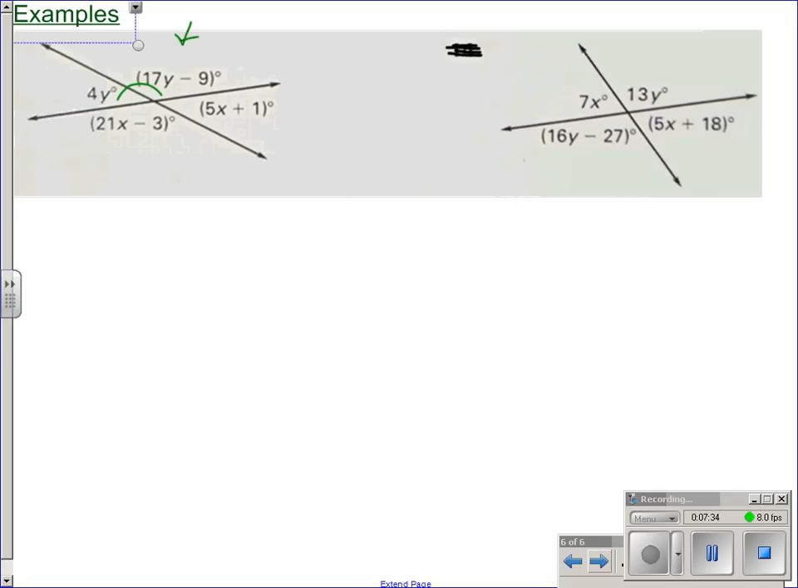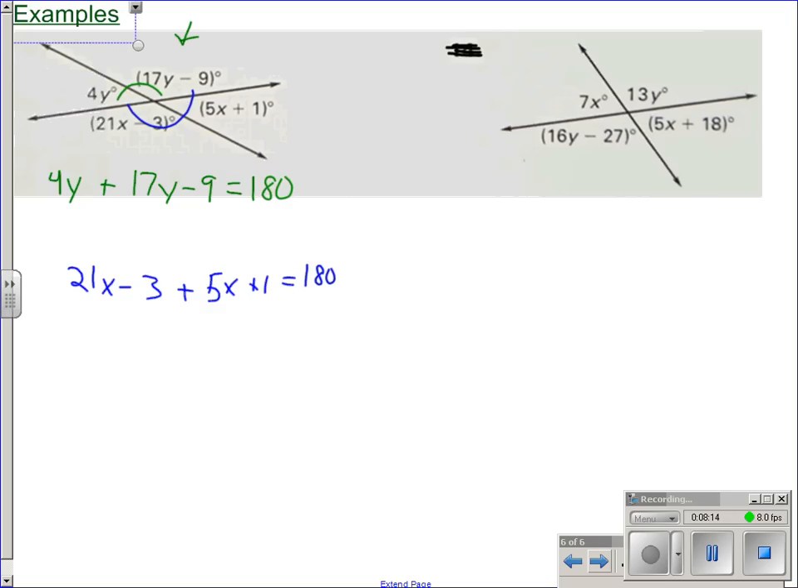That's a linear pair. The linear pair postulate says they're supplementary, so 4y plus 17y minus 9 equals 180. That's the way I would solve that one. We solve for y with normal algebra. Then to solve for x, we have some options, but I think this is the easiest way. Looking at the blue set of angles, the ones with the x's in them, it's the same thing. They're a linear pair, so they're supplementary. Add them up to equal 180, and then solve for x.